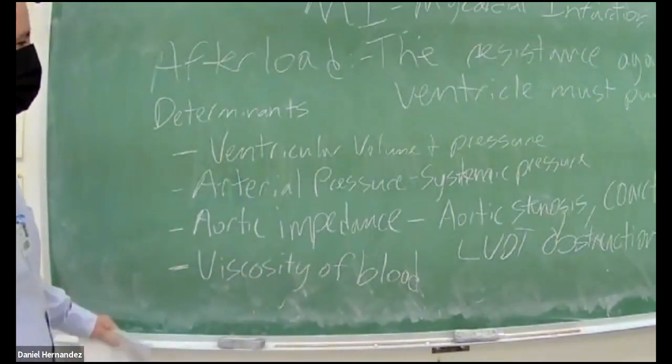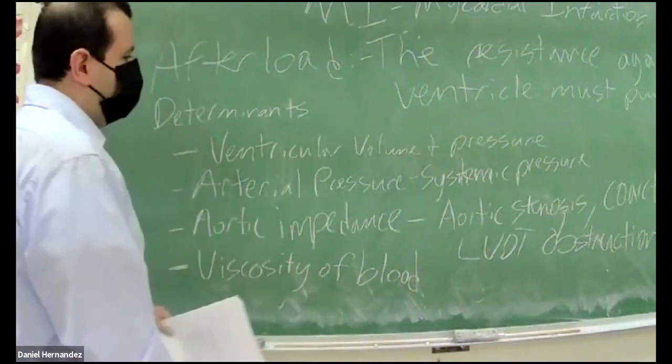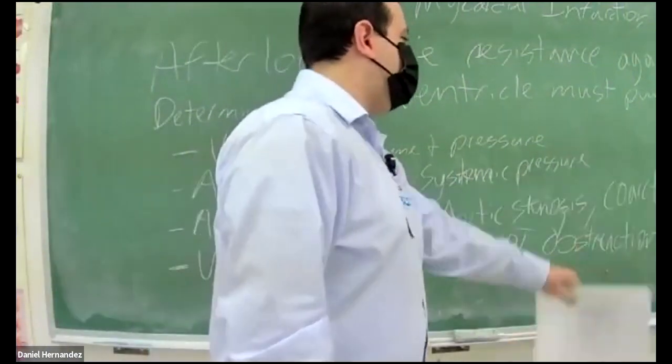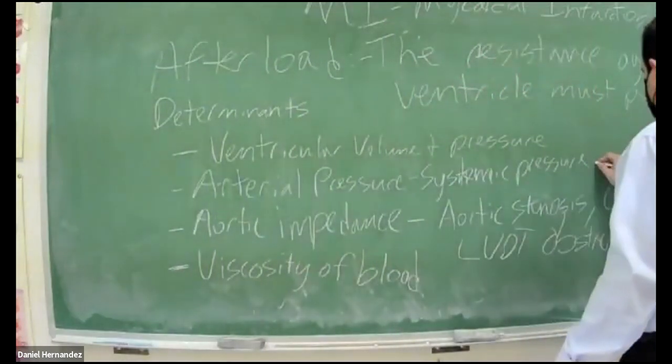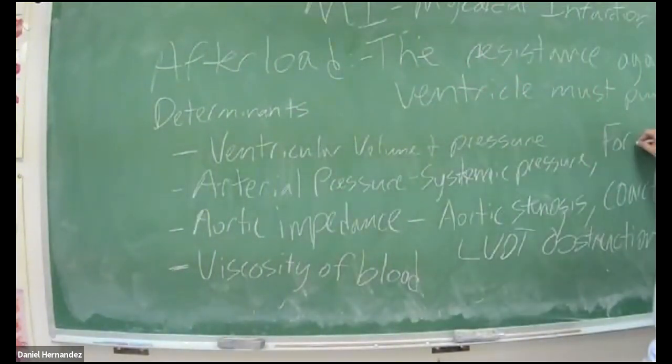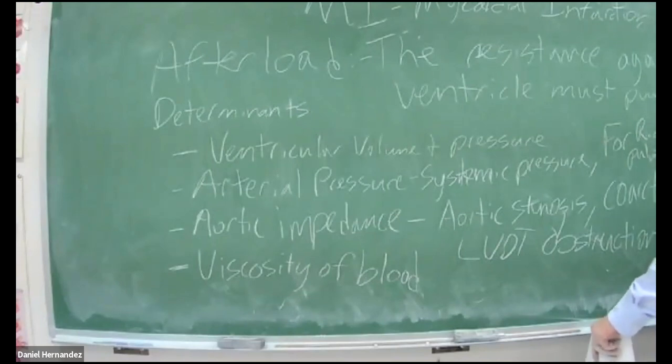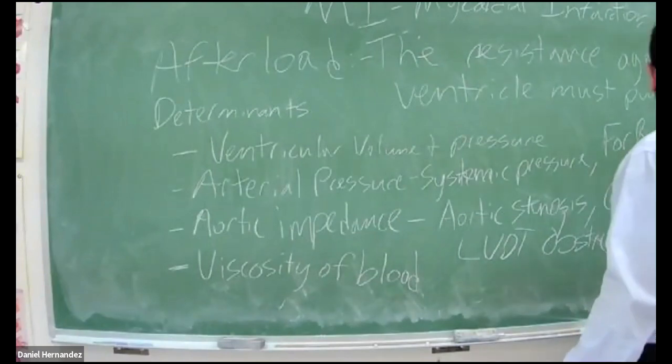And if we're looking at the right side of the heart, we can also have pulmonic stenosis or pulmonary hypertension. So for right heart, pulmonic stenosis and pulmonary hypertension.